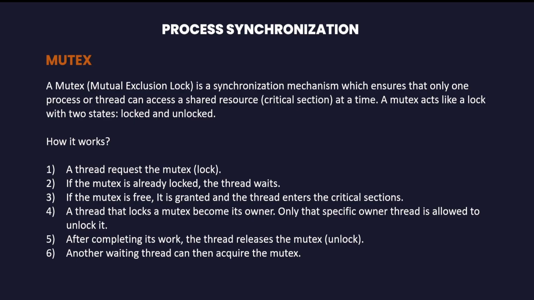How does it work? First, a thread requests the mutex or lock. If the mutex is already locked, the thread waits. If the mutex is free, it is granted and the thread enters the critical section. A thread that locks a mutex becomes its owner. Only that specific owner thread is allowed to unlock it. After completing its work, the thread releases the mutex, which is the unlocked state. Another waiting thread can then acquire the mutex.